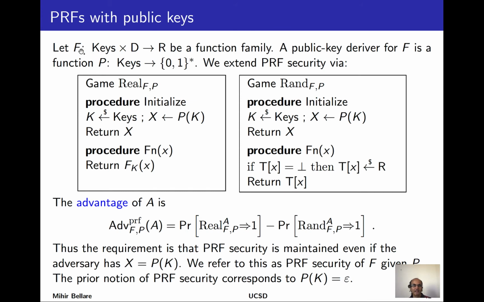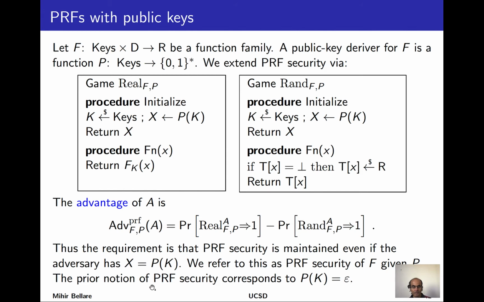So let's go back to a function family. That just means a deterministic algorithm that takes a key, some input, and gives you an output. And we'll talk of something called a public key deriver for it. That's a function that takes the key and gives you back some output. Intuitively, we want to say that the output of this function on the key is going to be provided or revealed to the adversary. And we want that the PRF security of F be maintained even given that.